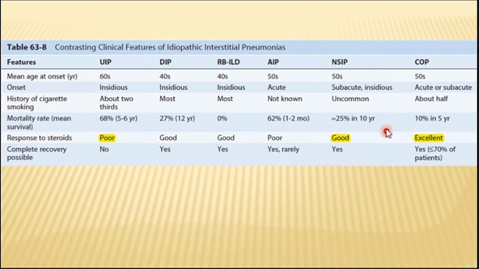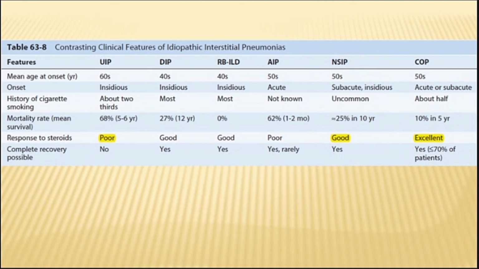Now, response to steroids. NSIP has a good response to steroids because the NSIP pattern on CT or biopsy is most of the time secondary to connective tissue disorders or vasculitis. That is why it has a good response to steroids, because the underlying disease is usually very steroid responsive, whereas organizing pneumonia has the best response to steroids. Complete recovery is possible with NSIP or with COP. UIP, IPF is primarily a progressive disease despite our best efforts.